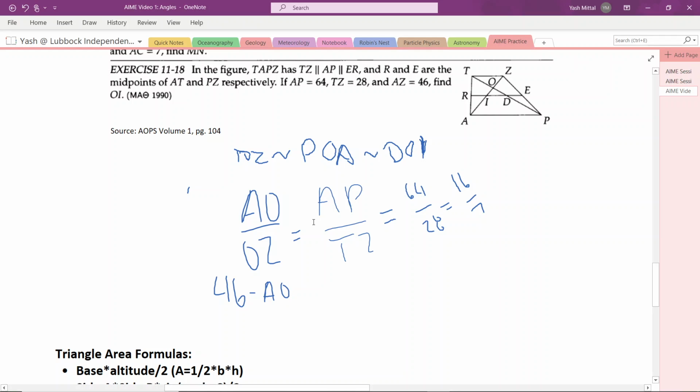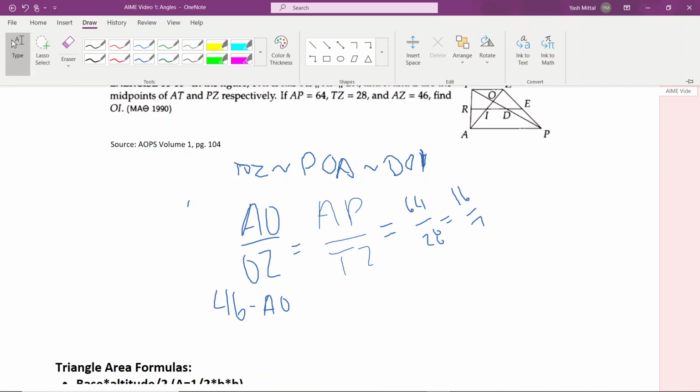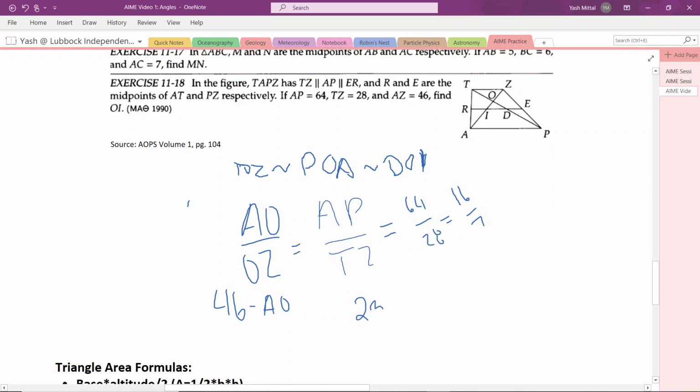So we have 7AO from 46 minus 16AO. So we have 7AO plus 16AO, which is 23AO. So 23AO is equal to 16 times 46. So we know that AO is equal to 16 times 2, since 46 divided by 23 is 2. It's equal to 32.